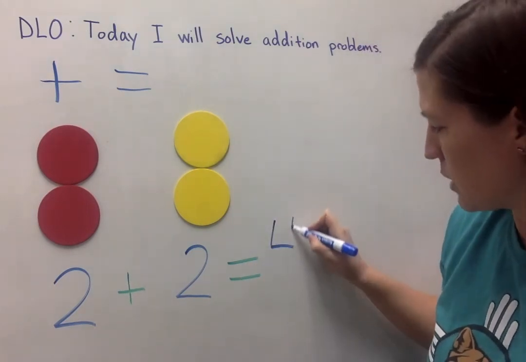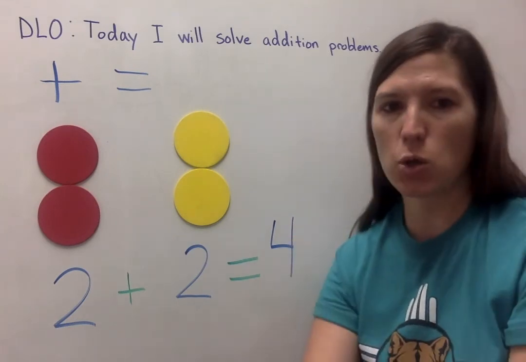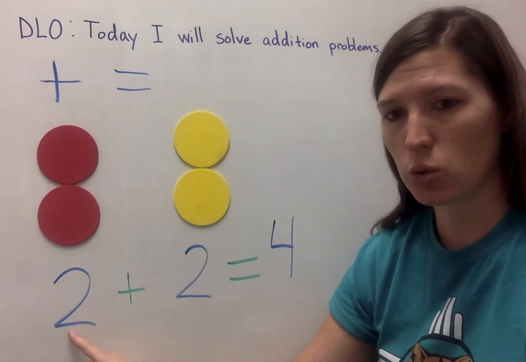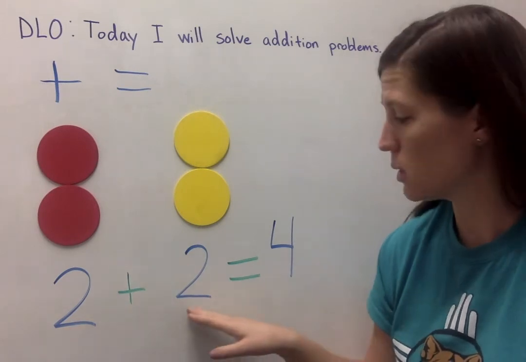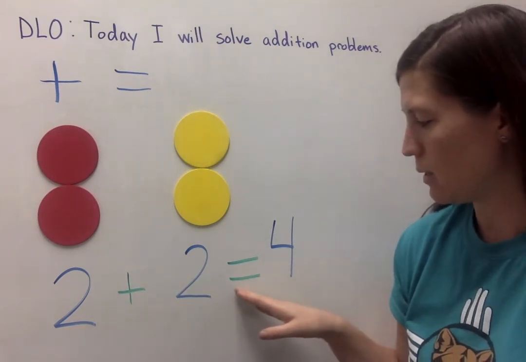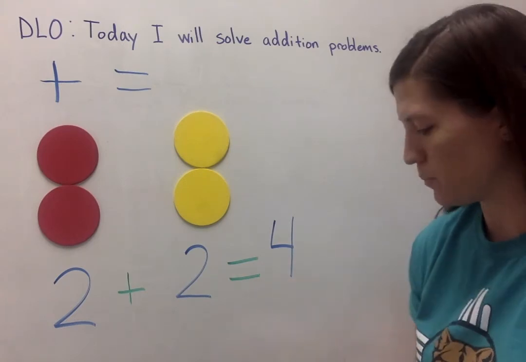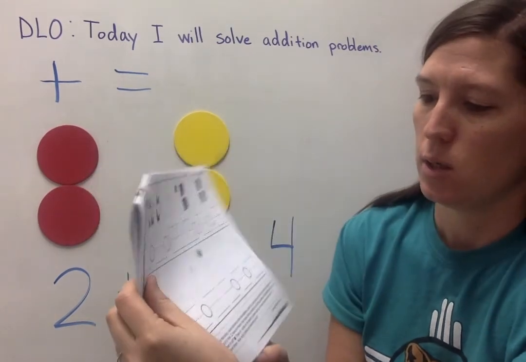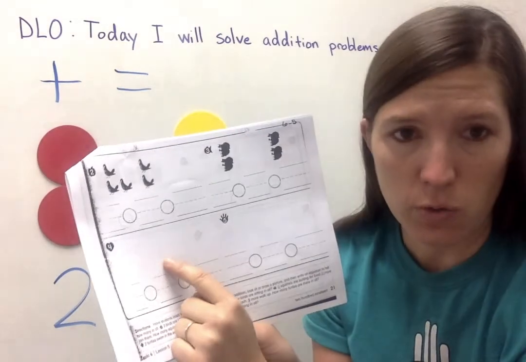Down, over, down some more. That's the way you make a 4. Let's read our equation. 2 plus 2 equals 4. That's the last example for today. You can draw the pictures if you want.